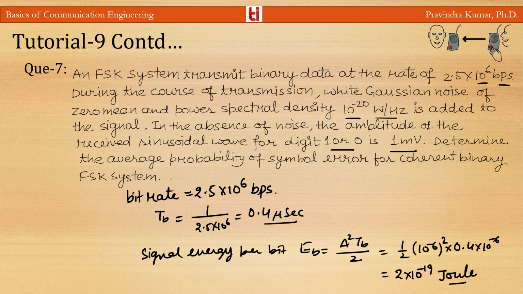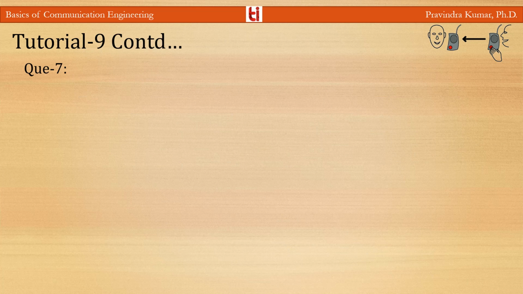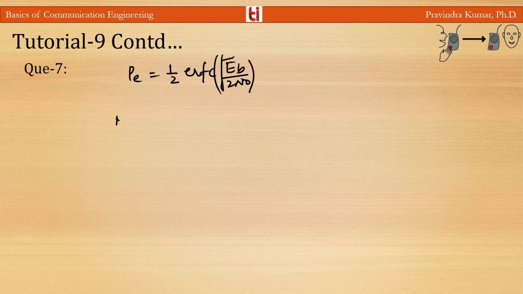And for the coherent binary FSK, the average probability of error is 1 by 2 erfc of root EB by 2 N naught. And here you have been given N naught by 2, it is 10 to the power minus 20, the power spectral density.